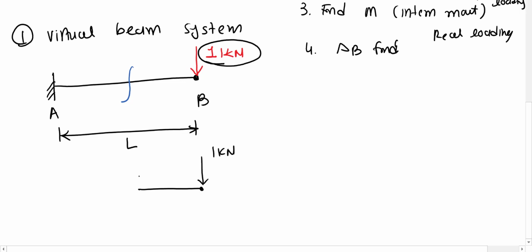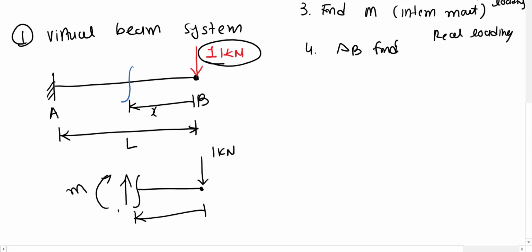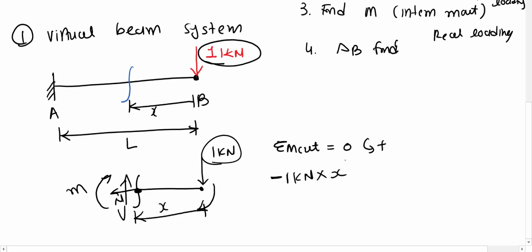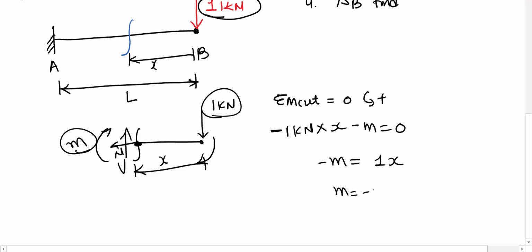Now based on this virtual system, if you make the cut here and draw this portion, let's say this is the 1 kilonewton virtual load, and at a distance x from here, I will have this small m, and I have shear force and axial force. To find small m, take the sum of the moment at the cut equal to 0, anticlockwise is positive. This 1 kilonewton creates a negative moment, and this distance is x, so minus 1x, and this moment is minus m, equal to 0. So minus m equals 1x positive, so small m equals minus x.